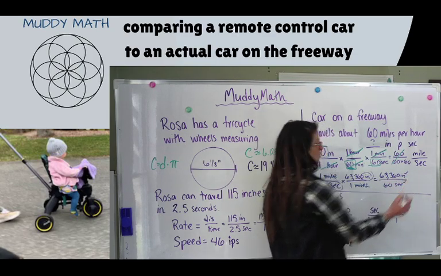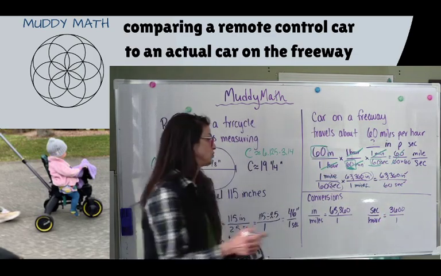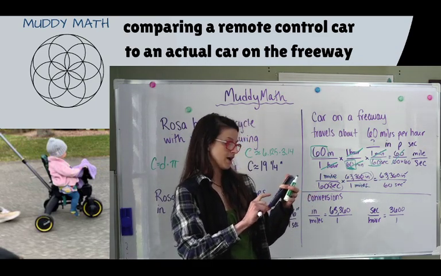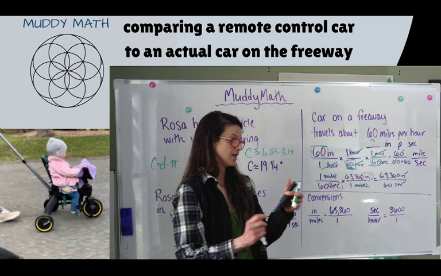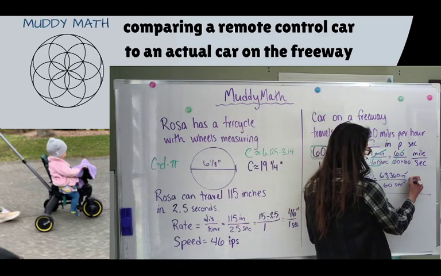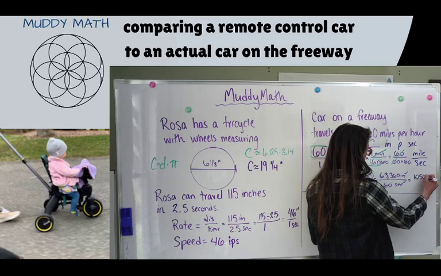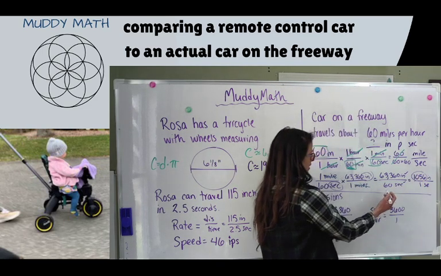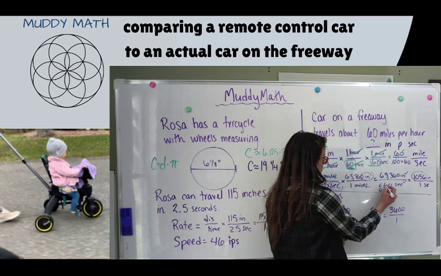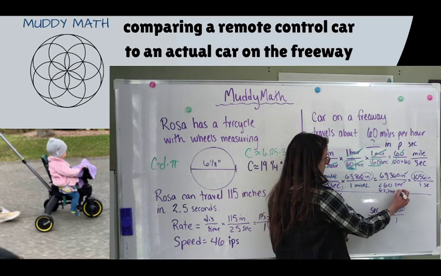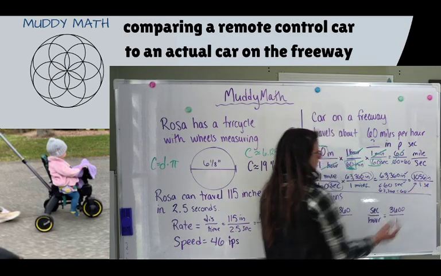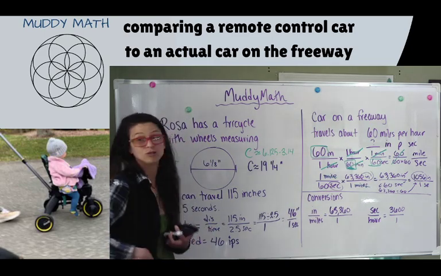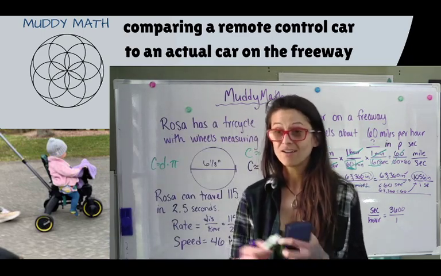So I have the units of measure I want. Now all I have to do is simplify 63,360 divided by 60. And that's 1,056 inches per 1 second. Because all I did here was I did 63,360 divided by 60 to get 1,056.